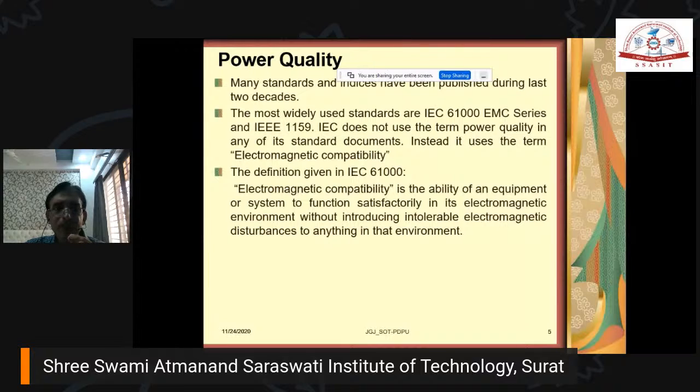Is it visible? Dhola sahib, is it visible?